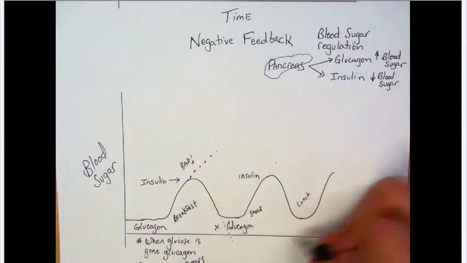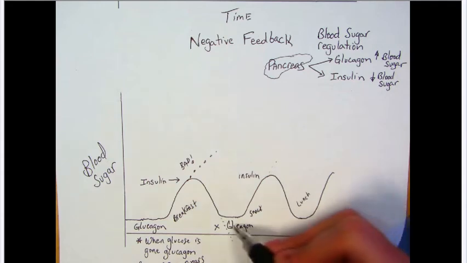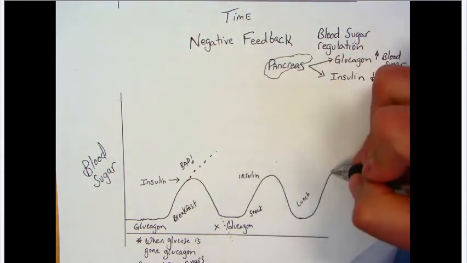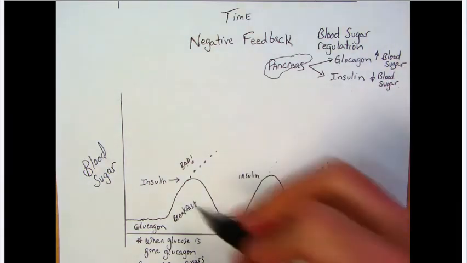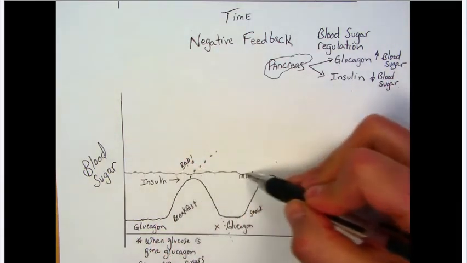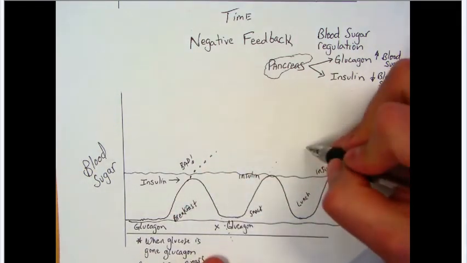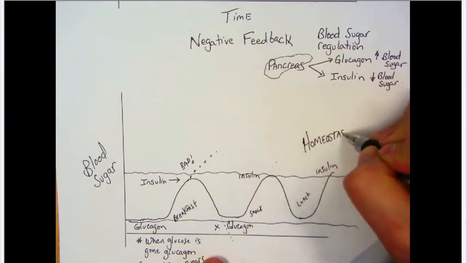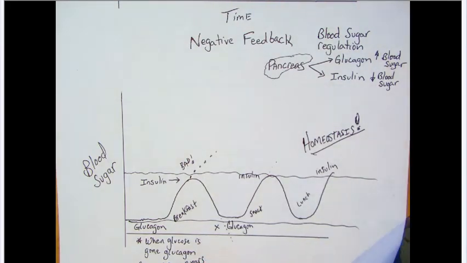And this continues over the course of the day, where glucagon keeps your blood sugar from dropping too low, and insulin keeps it from going too high. It keeps it within, again, a normal range. The term for that is homeostasis. Got to know that term. It's a big one.